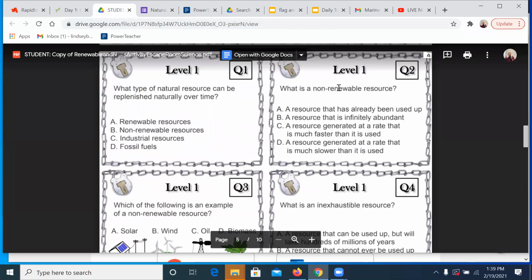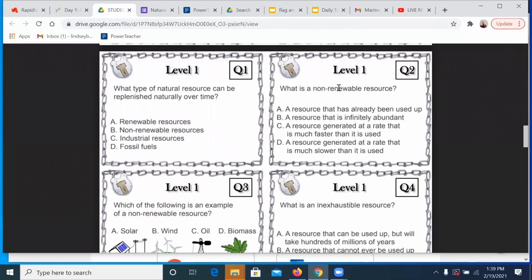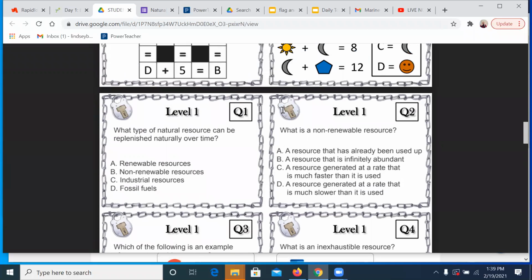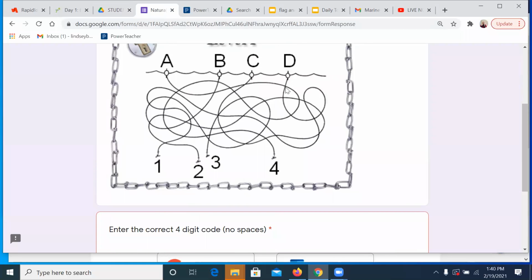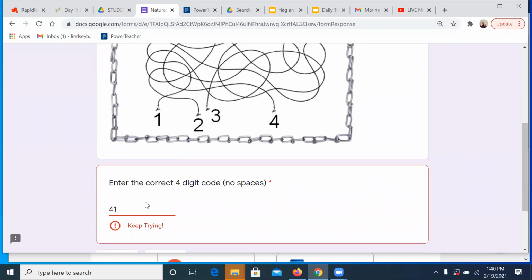If you go back, then you answer question number 2, what is a non-renewable resource? Your options are A, a resource that has already been used, B, a resource that is infinitely abundant, C, a resource generated at a rate that is much faster than it is used, or D, a resource generated at a rate that is much slower than it is used. So D here should be our answer. So we go back here to D, follow the code, and D is a 1.